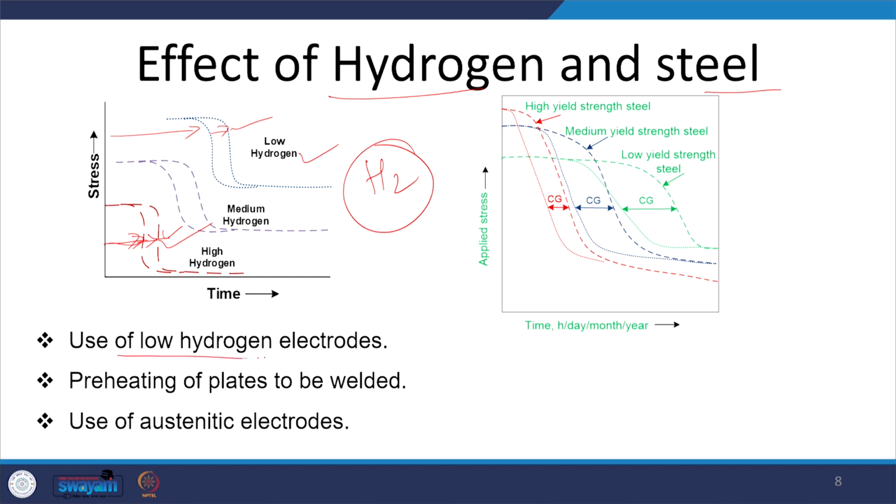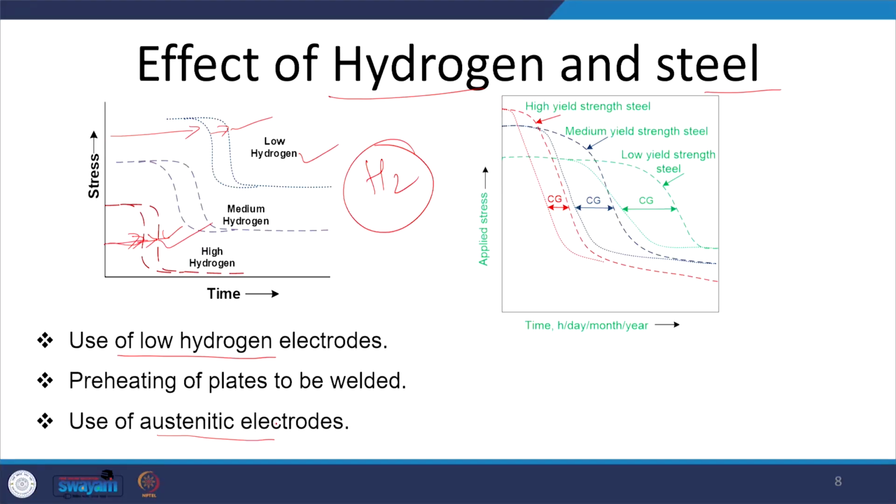So, use the low hydrogen electrode, that is one. Use proper preheat so that soft phases are formed or hydrogen gets enough time to escape, or use such electrodes which are soft, ductile and absorb impurities, and develop lower residual stresses because of low strength. These will help to avoid hydrogen induced cracking.